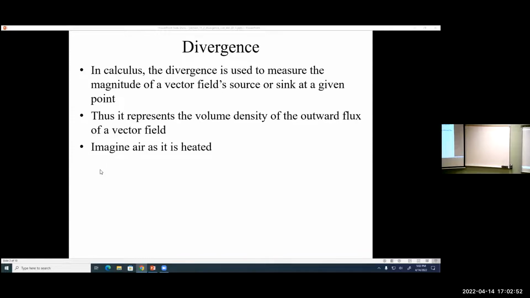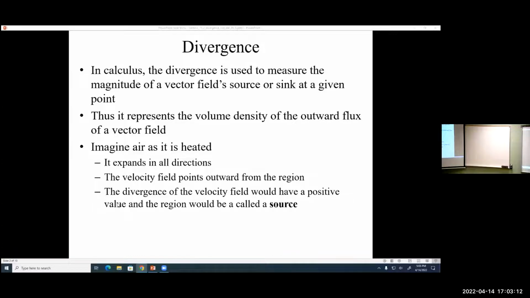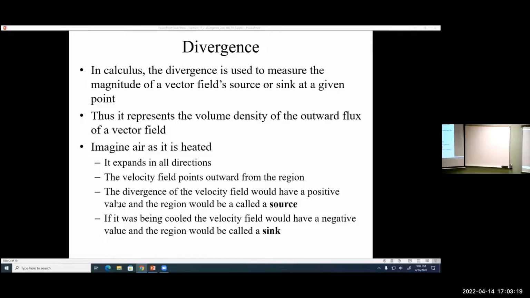So to start to get an idea of this, imagine as air is heated, it expands in all directions. That source of the heat would be a source because it's pushing everything away. So the velocity field would point outwards. This is what we would call a source. The sink is the exact opposite of that. Gravity is a sink because it's an attractive force. Our vector field would all be pointing inwards towards that point.